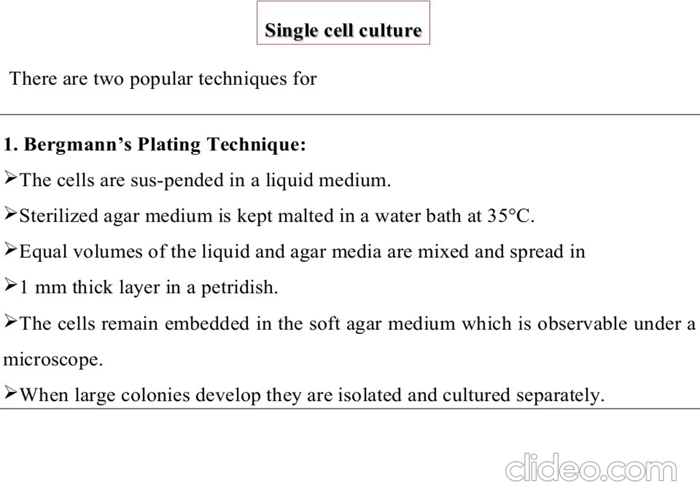So once the media gets solidified, the cells remain embedded within the agar media, and you can see through it using a microscope. When large colonies develop, they are isolated and cultured separately. This is called Bergmann's plating technique, where your cells are suspended in liquid media, which becomes solid afterwards. So your cells are embedded within the soft agar, and they are cultured on a petri plate.